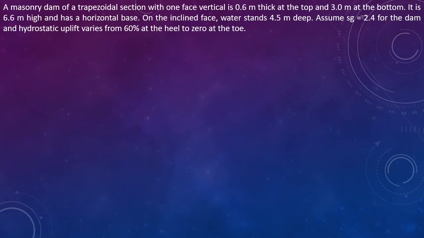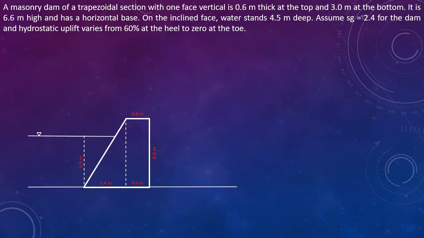A masonry dam of a trapezoidal section with one face vertical is 0.6 meter thick at the top and 3.0 meters at the bottom. It is 6.6 meters high and has a horizontal base. On the inclined face, water stands 4.5 meters deep. Assume a specific gravity of 2.4 for the dam, and hydrostatic uplift varies from 60% gamma h at the heel to 0 at the toe.